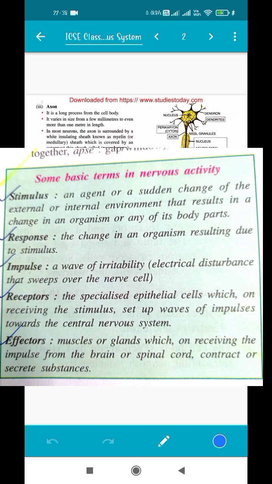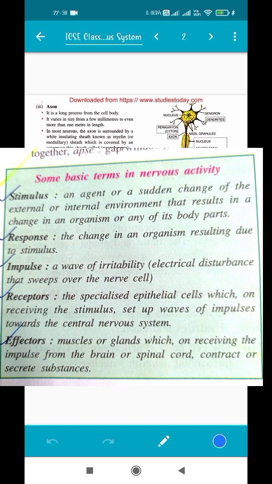Response is what is happening in our body. What we were doing, we were removing our hand. So this is the response. Impulse: a wave of irritability or the electrical disturbance that sweeps over a nerve cell. So how does this information pass? It is like an electric signal. So this electric signal is known as impulse.